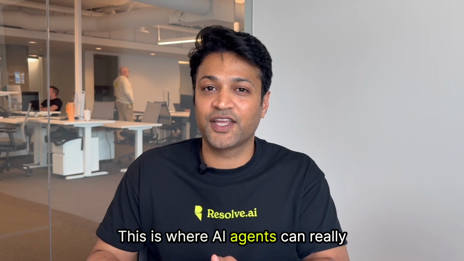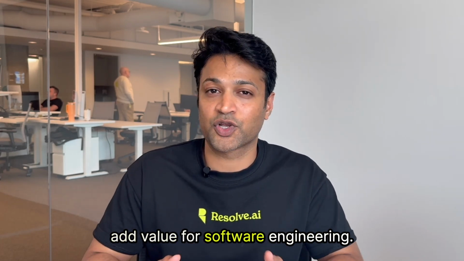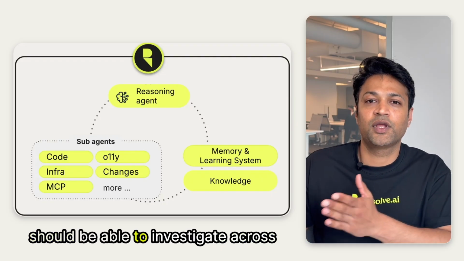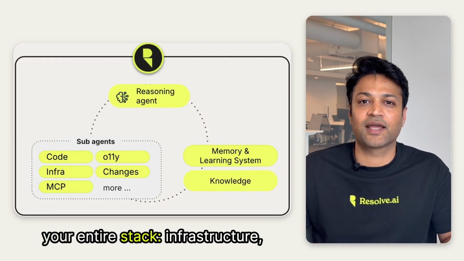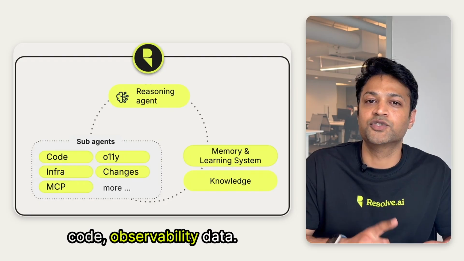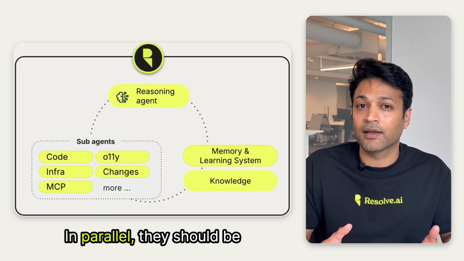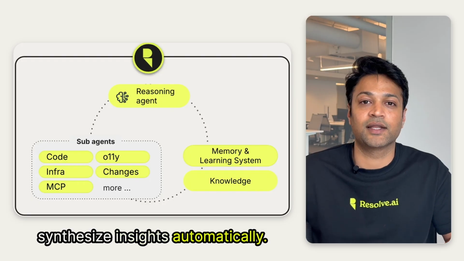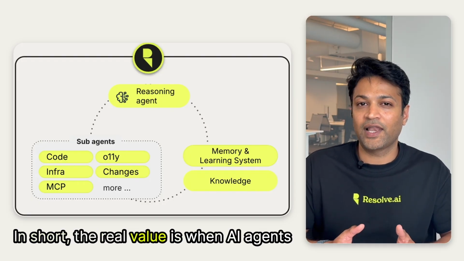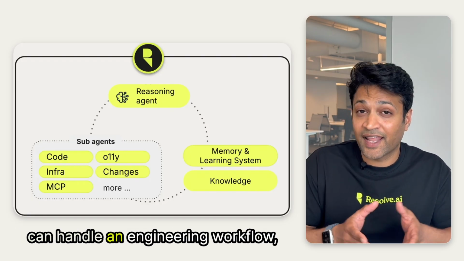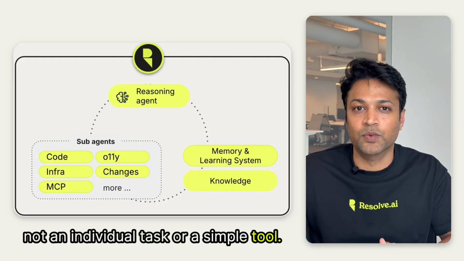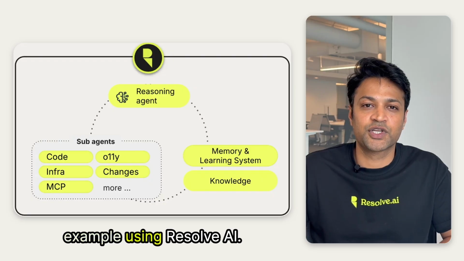This is where AI agents can really add value for software engineering. AI agents for production systems should be able to investigate across your entire stack: infrastructure, code, observability data. In parallel, they should be able to correlate findings and synthesize insights automatically. In short, the real value is when AI agents can handle an engineering workflow, not an individual task or a simple tool. Let's walk through a real example using ResolveAI.